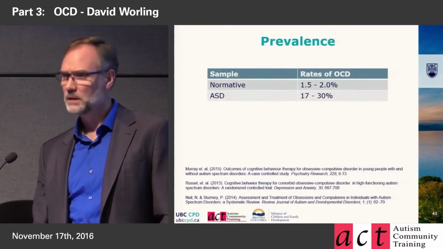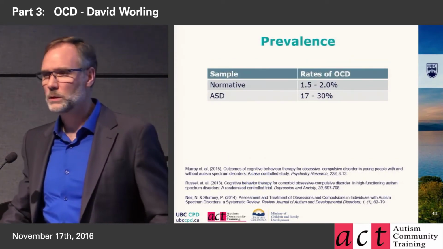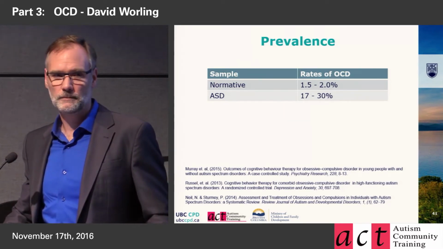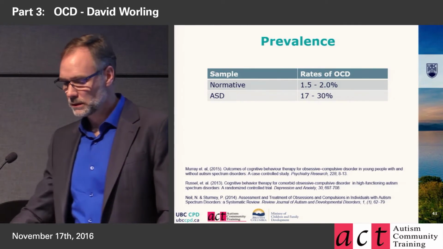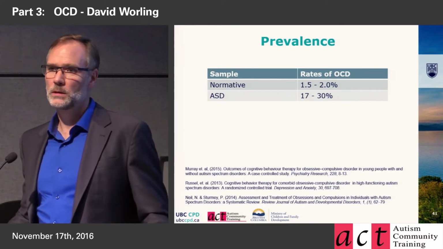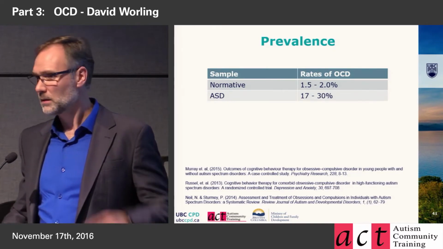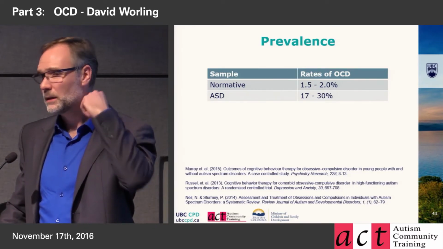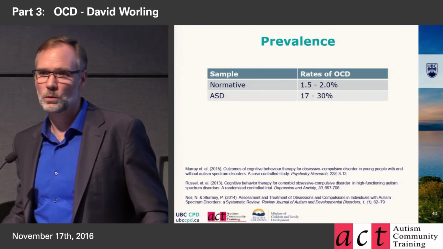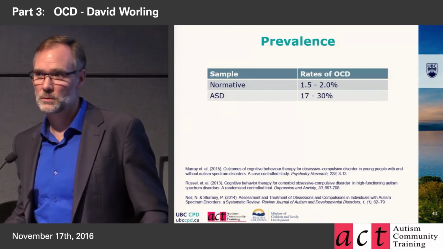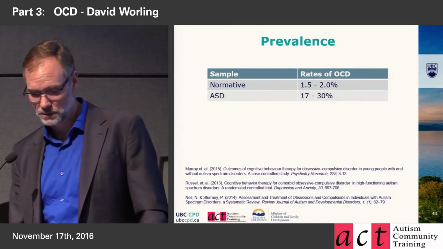So when we talk about the prevalence of OCD, in the normative sample, it's generally considered to be between 1% and 2% of the population. It's still a significant number. In the literature, if you're looking at autism spectrum and then apply the OCD features over top of that, generally speaking, 17 to 30%, very comparable to what Dr. McConnell was talking about, roughly 25% of individuals on the autism spectrum will have enough clinical features of OCD to warrant a diagnosis.